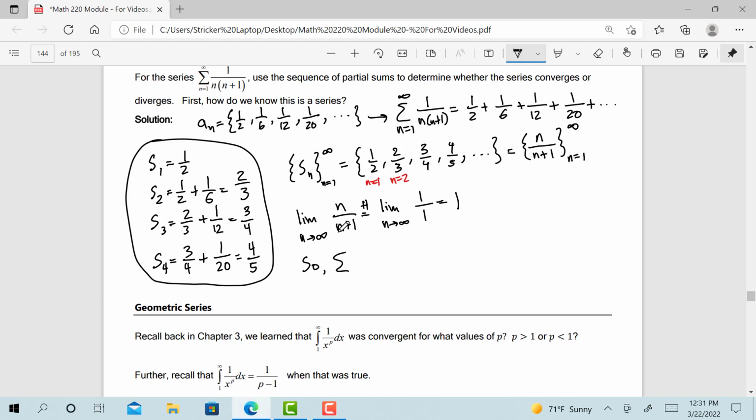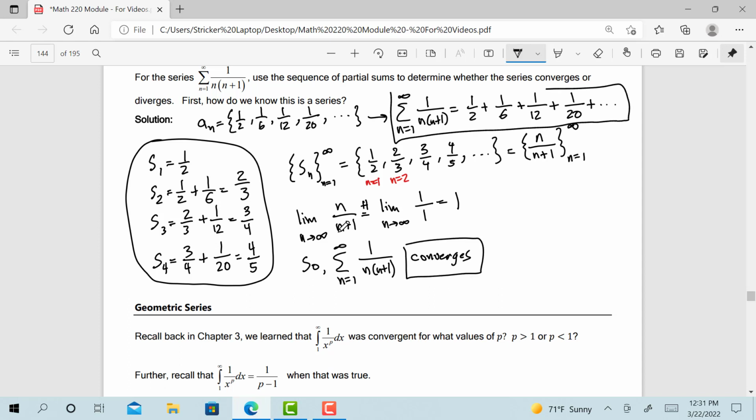So our series from n equals 1 to infinity of 1 over n times n plus 1, this infinite series, also converges. In other words, this infinite sum that we talked about right here, if you add up the infinite number of terms there, they all add up to 1 because those partial sums are approaching 1. So hopefully that makes sense. That's kind of the idea of the way a series works and whether or not it converges or diverges.